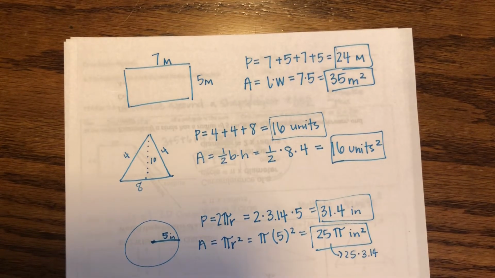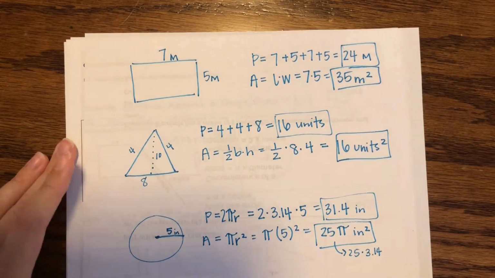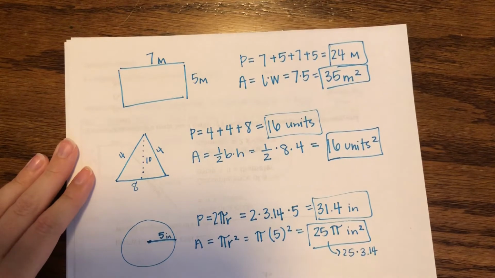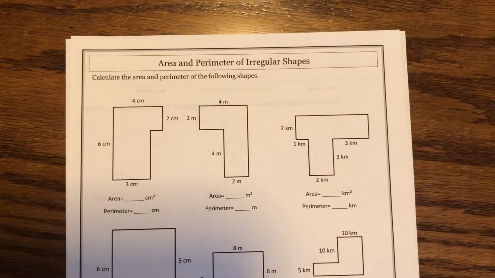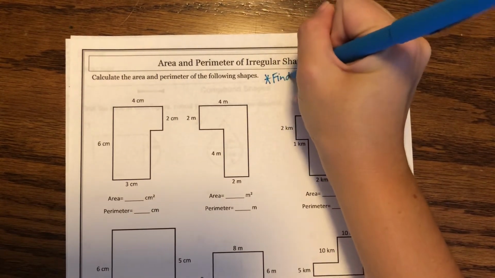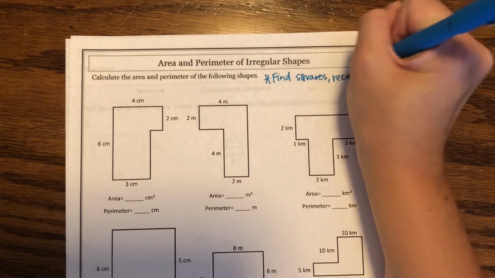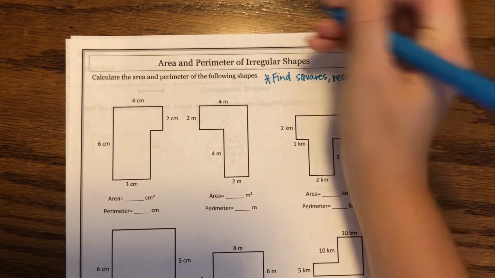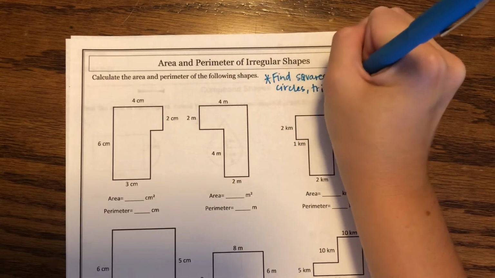Okay, so we can find perimeter of shapes very straightforward, and that should be a review for us. But what I want us to focus on is these kind of shapes. Okay, so when we're looking at shapes like this, what I want to suggest is find squares, rectangles, circles, or triangle pieces.